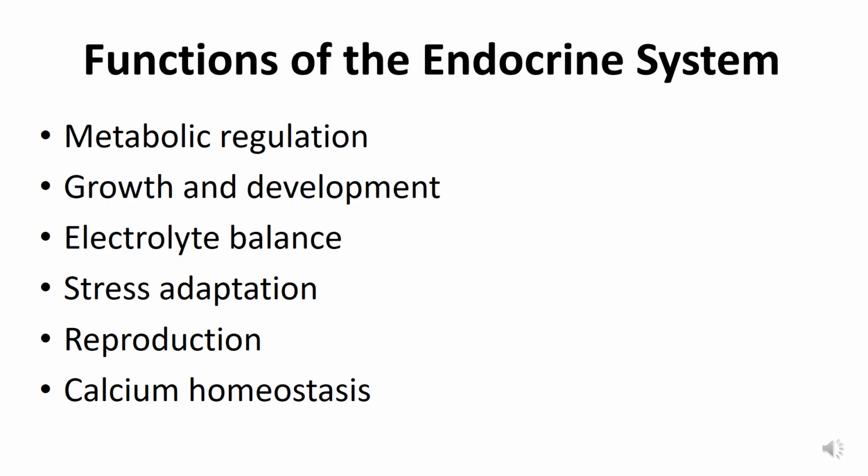The endocrine system also controls growth and development. From infancy to adulthood, hormones guide physical changes in the body. They help bones grow, muscles develop, and organs mature properly. Hormones also play a major role during puberty.